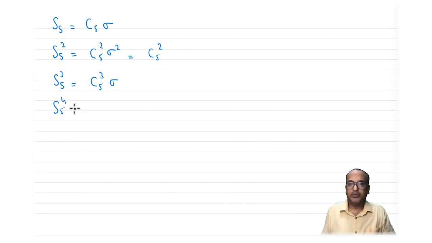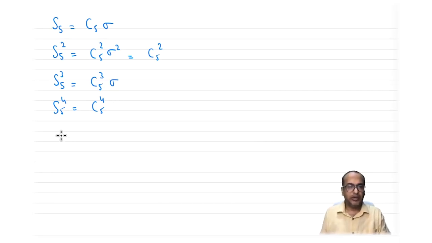S5 done 4 times is equal to C5 done 4 times. Now sigma to the power 4 is equal to E, so I'm not counting that, right? S5 to the power 5 is C5 to the power 5, and sigma to the power 5, which is, this will be E and this will remain as sigma, right? So all of these operations are non-redundant operations so far.